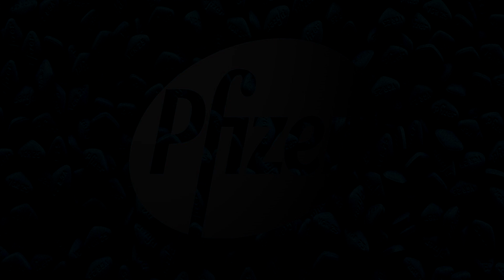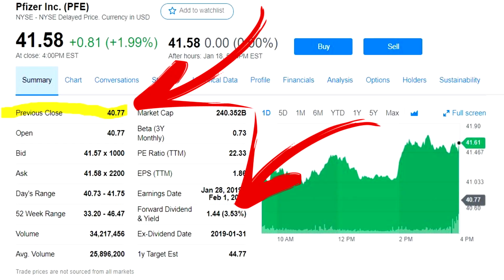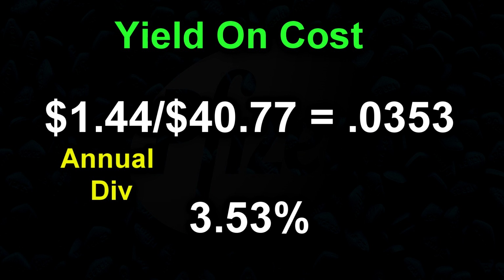Currently, Pfizer, the drug manufacturer, has a yield on cost of 3.53%. This is calculated by taking the total annual dividend payout of Pfizer of $1.44 a share divided by Pfizer's current price of $40.77 as shown on screen. So as you guys can see, here's the formula. Yield on cost is calculated as such: $1.44 divided by the share price of Pfizer, which is $40.77, equals 0.0353 or 3.53%. And of course, in this example, we're just looking at if you owned one share of stock.